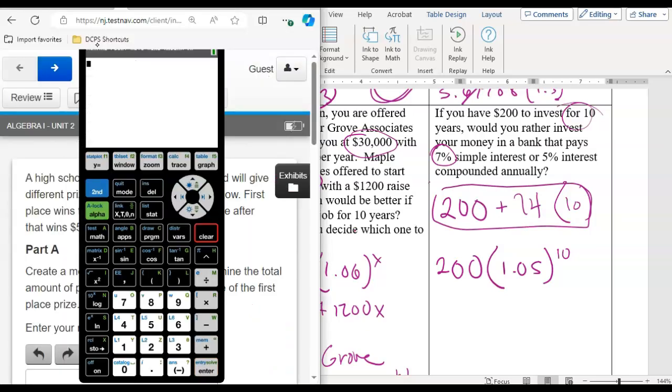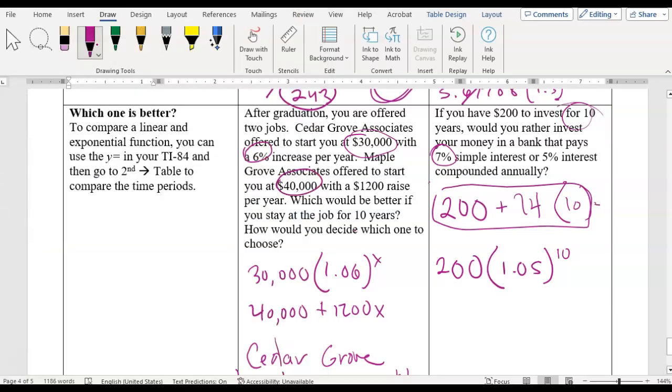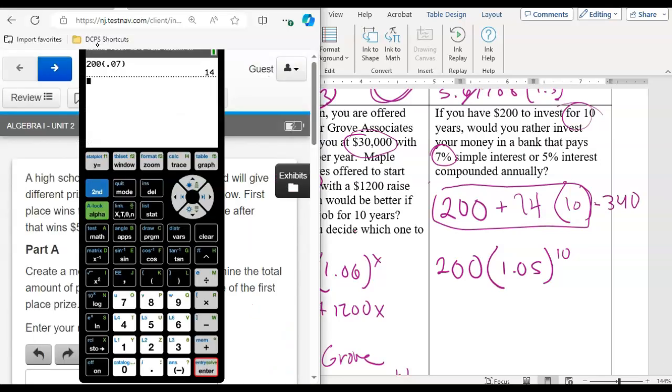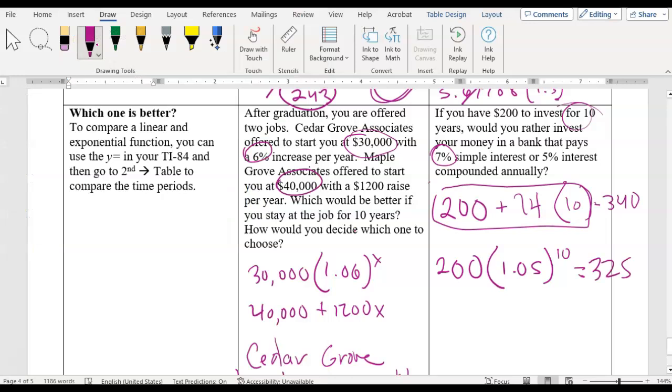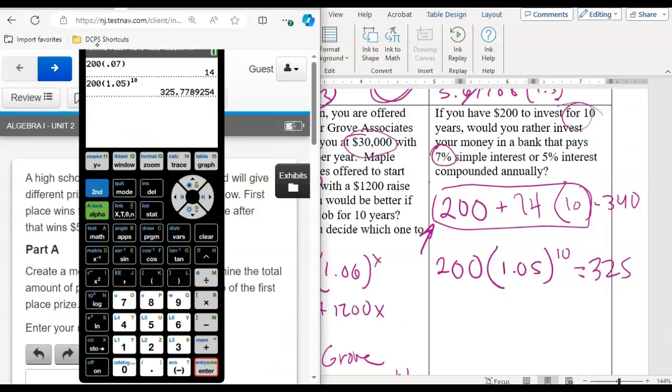So actually, if I'm doing this for 10 years, this option would be better, okay? Because 7% simple interest, let me just show you again because I think that was not clear. 7% of 200 is 14. So you'd make an additional $14 each year for 10 years. That would give you 200 plus 140, which is 340. Or if we're looking at 200 times 1.05 for that additional 5% each year for 10 years, we would get 325. So that's a little bit less. So in this case, investing for 10 years, it would be better to do the 7% simple interest, which means that same amount each year.